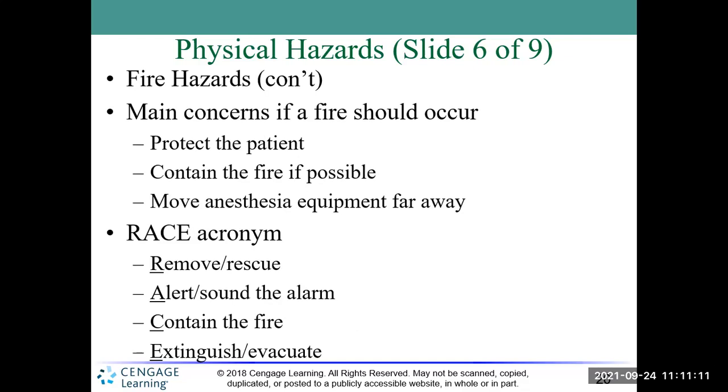And then in the event that a fire should occur, your number 1 concern is going to be your patient. You're going to contain the fire if possible, moving anesthesia equipment far away because it is all gas-based. And then you're going to use the acronym RACE: remove and rescue the patient, alert or sound the alarm, contain the fire, and extinguish or evacuate. So whichever is needed in those cases.